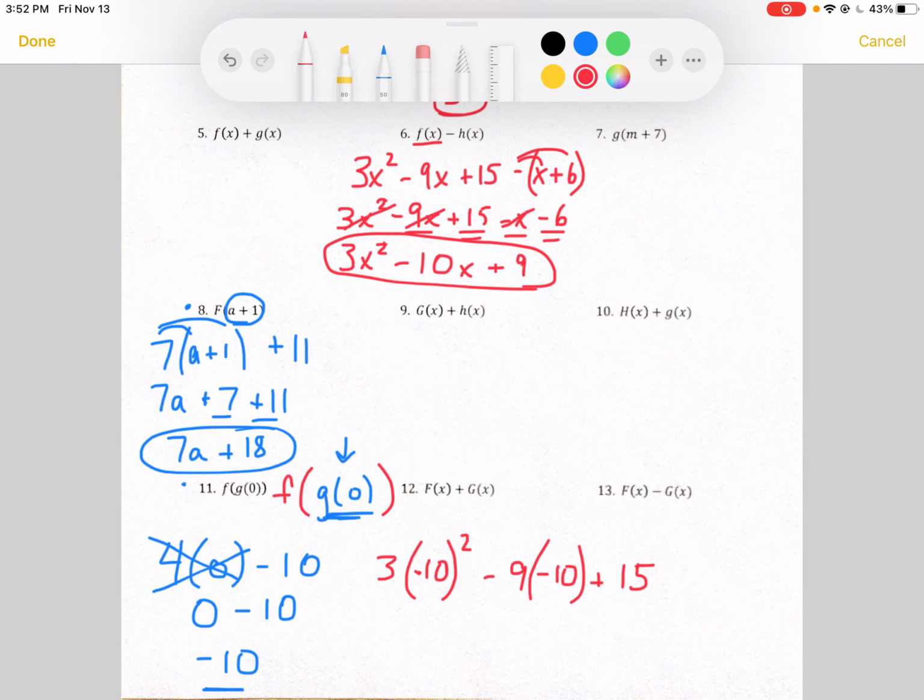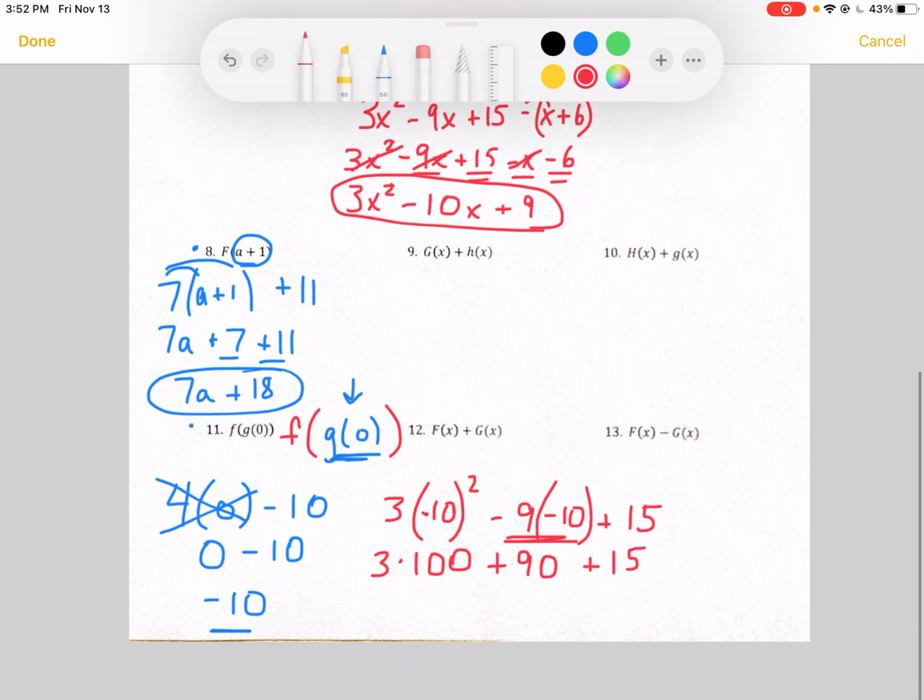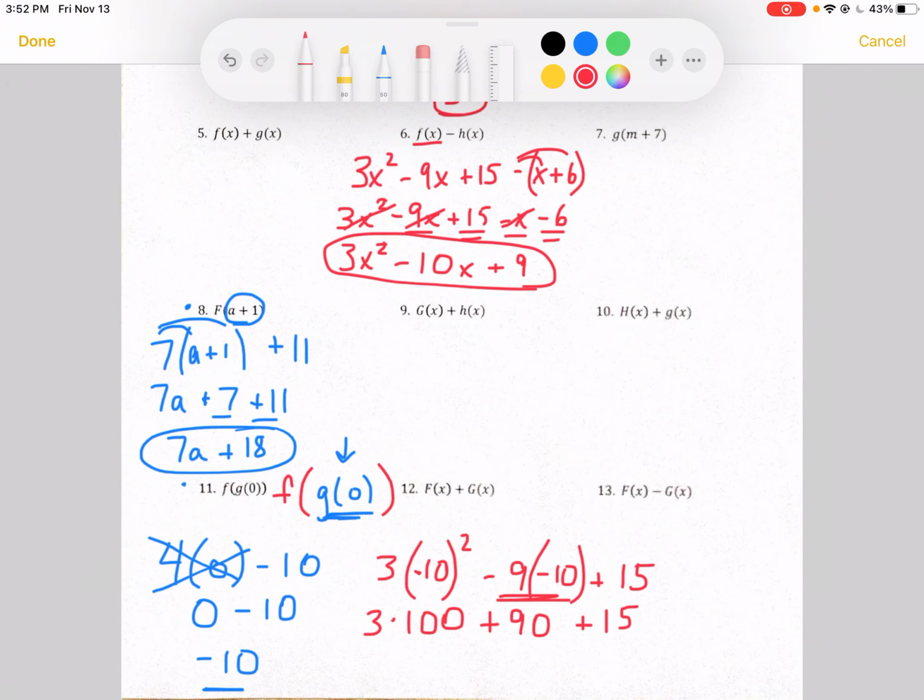So negative 10 in parentheses squared means negative 10 times negative 10. So that's 100 times 3. And negative 9 times negative 10 is plus 90 plus 15. 3 times 100 is 300. So I have 300 plus 90 plus 15. If you calculate that, all of that equals 405.